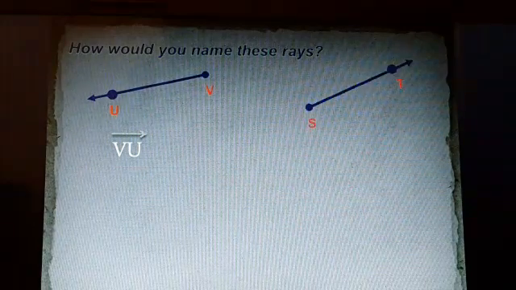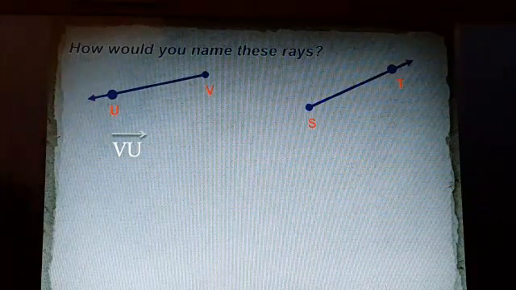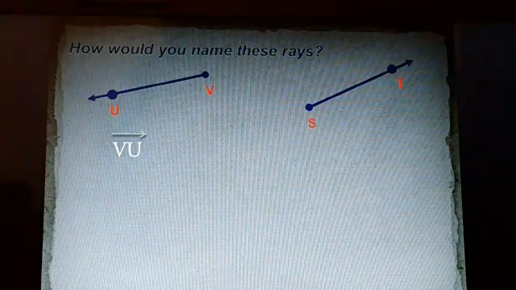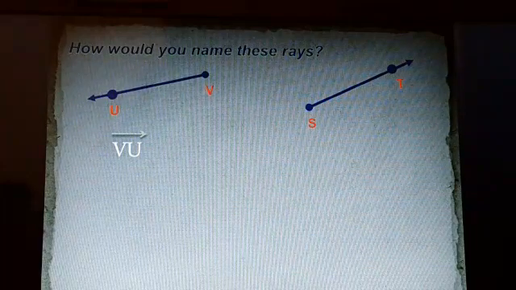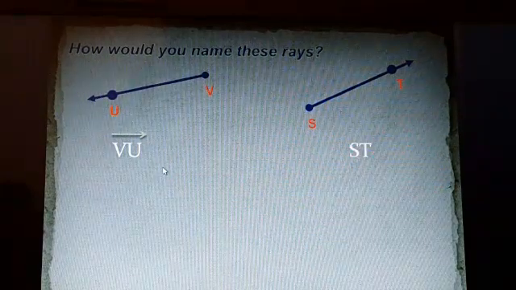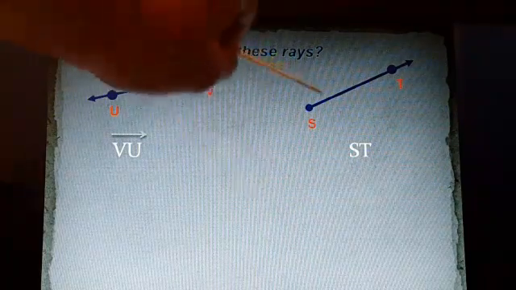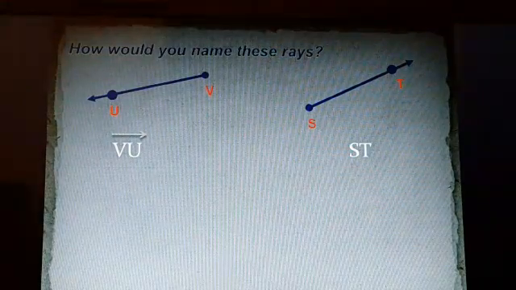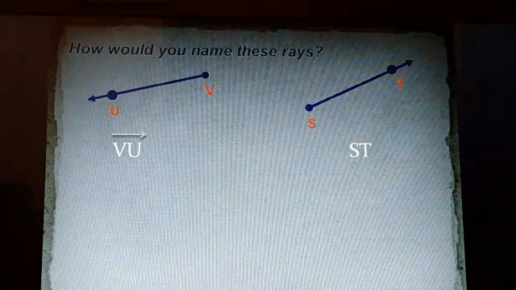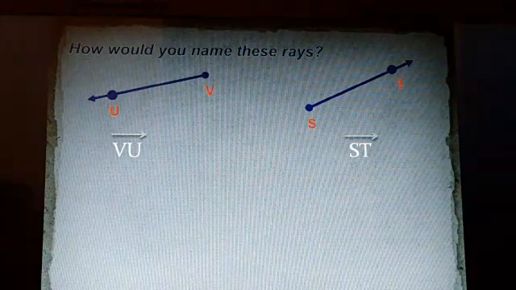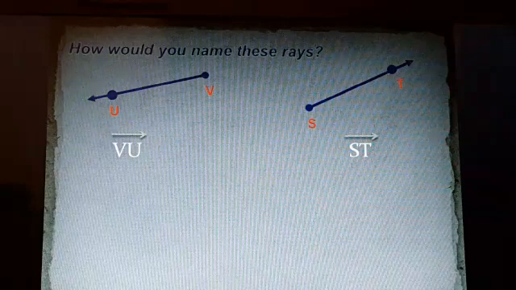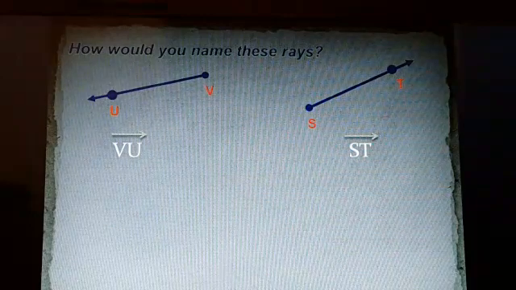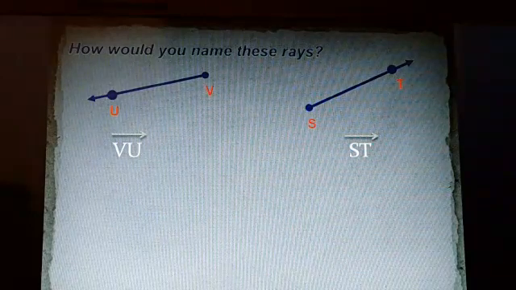Now let's see the next one. Okay, this is a ray. What is the name of this ray? Guess. 1, 2, 3. Answer. Okay, here. ST. Wow. Because first we have to write the end point letter and then we have to write the letter with the arrowhead. Now, again something is missing here. My answer is not complete. Yes, the symbol. So, the symbol is here. It means now my answer is correct because I put the ray symbol over the letters. So, this is a ray ST.